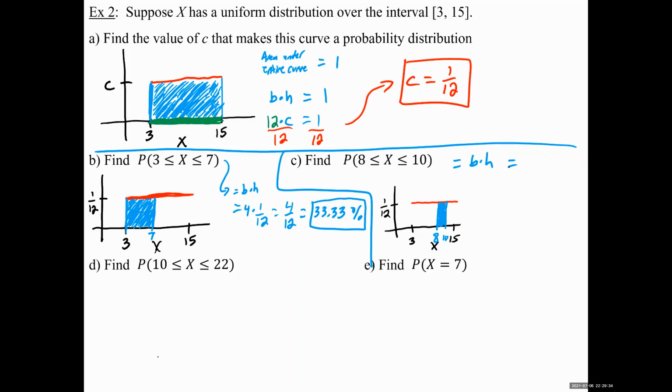Someone tell me the base. 2. Yeah, it's 10 minus 8. You subtract the numbers, 2. The height is what? 1 over 12. 1 over 12 again. So the answer is 2 over 12.